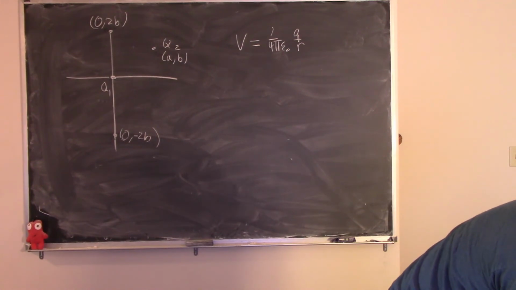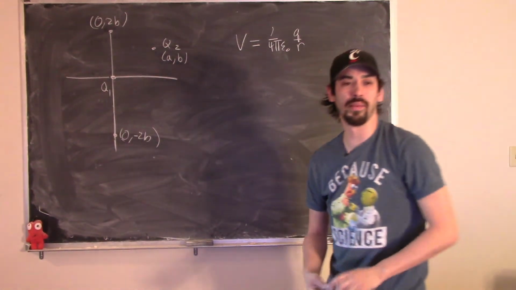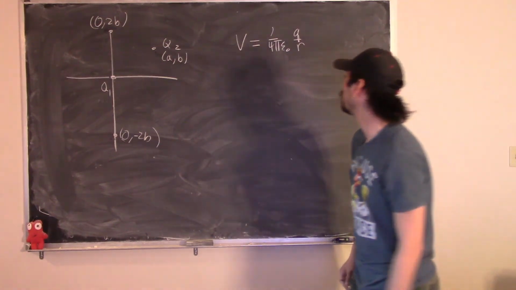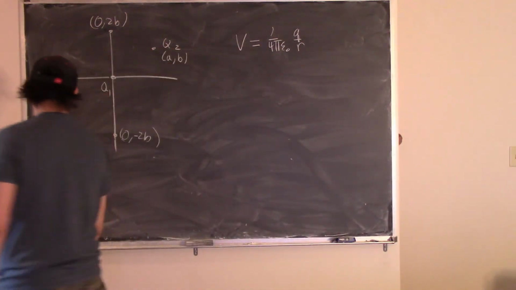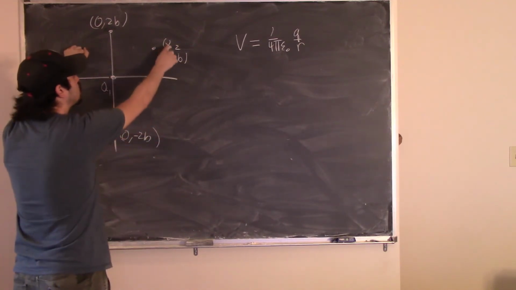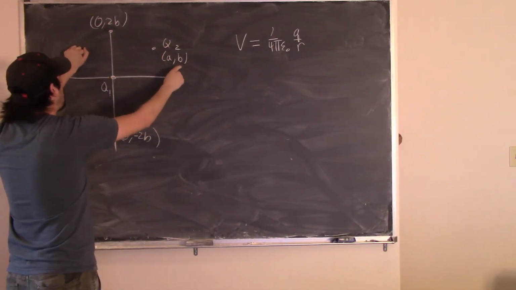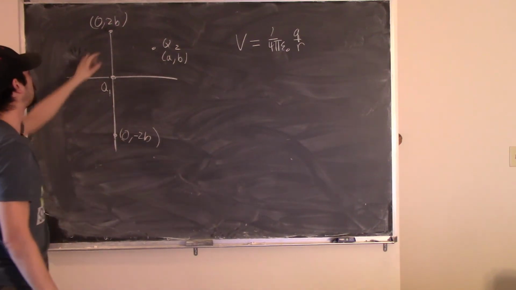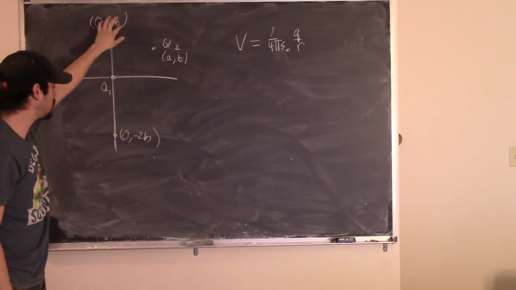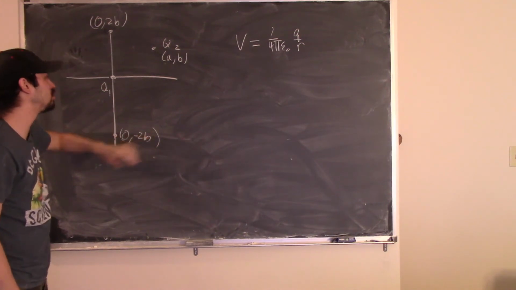Okay, we're back. Let me go back through explaining what I was doing here, because you didn't see me set the problem up. We have some charge Q1 at the origin. We have some charge Q2 at the point (A, B). And what we want to do is find the difference in electric potential between the point (0, 2B) and the point (0, -2B).